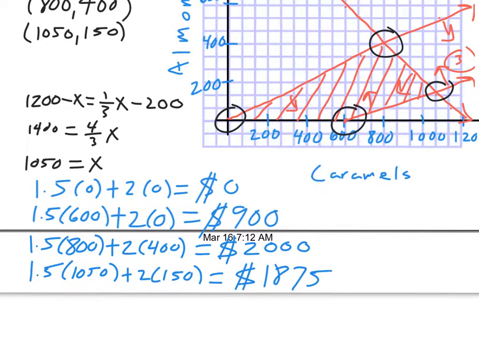Our solution to get a maximum profit each month of $2,000 would be to produce 800 boxes of the caramel chocolates and 400 of the almonds.